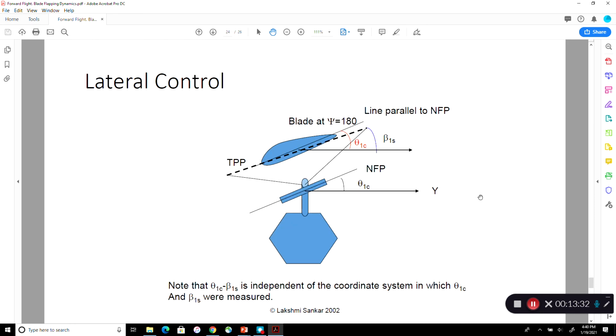Same way, laterally, this is theta 1c, this is beta 1s. So the included angle between the no feathering plane, which is the Schwarz plate plane, and the tip path plane is theta 1c minus beta 1s, and it is independent of whether you measure these angles in the tip path plane or in the shaft plane or in the no feathering plane.